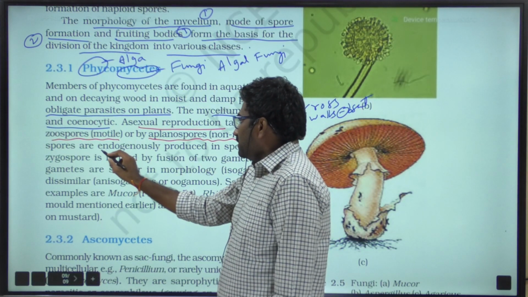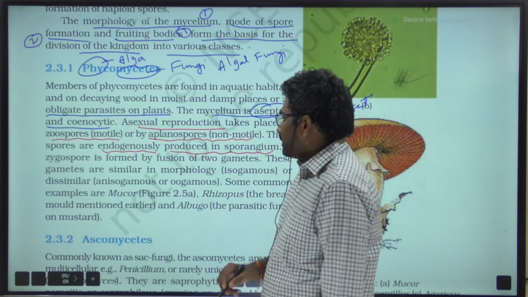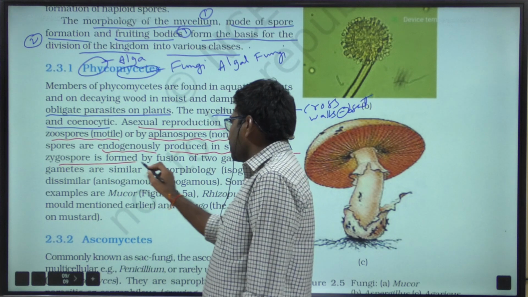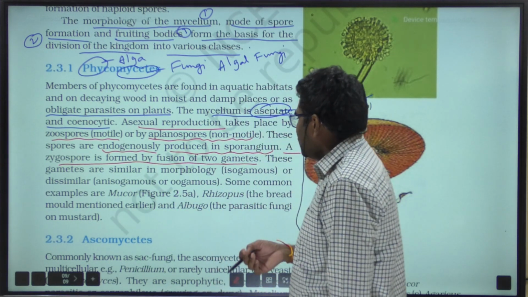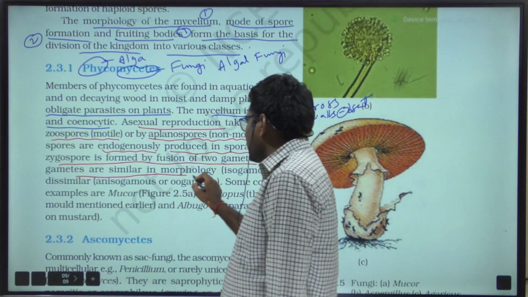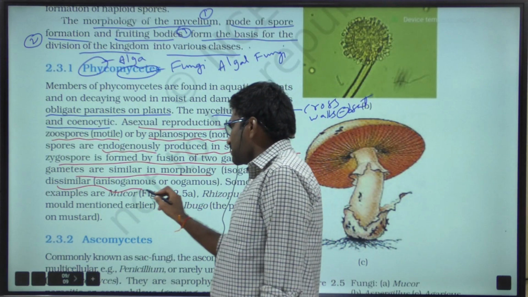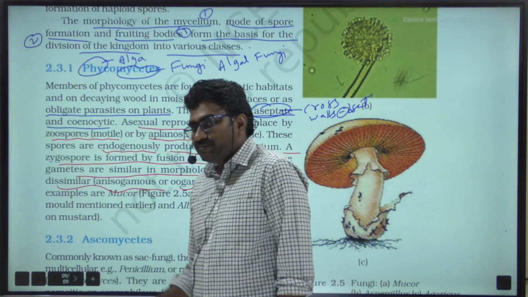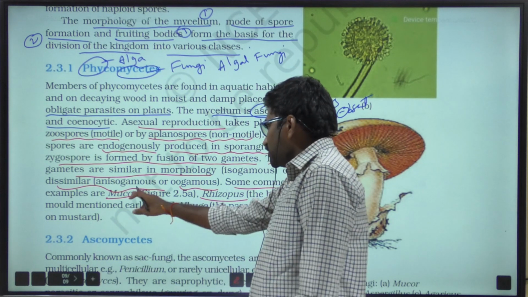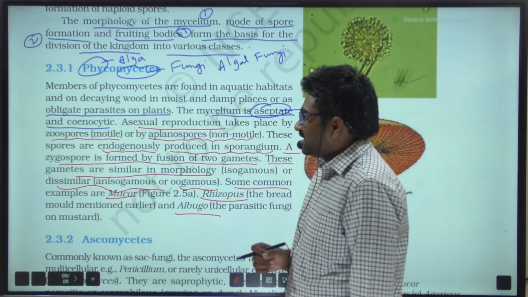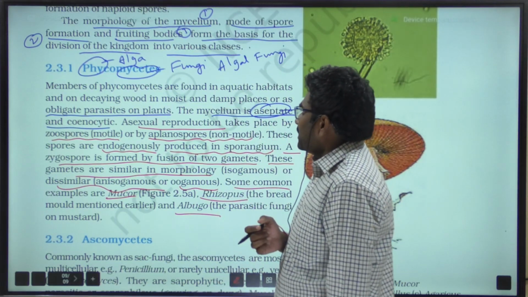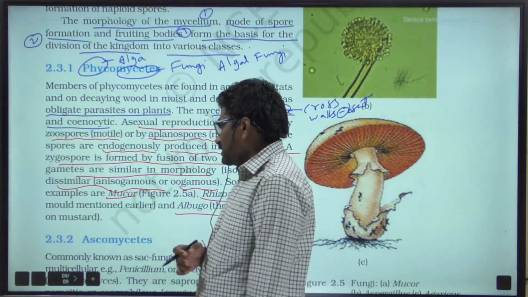These spores are endogenously produced in the sporangium, and a zygospore is formed by fusion of two gametes, that is by sexual reproduction. These gametes are similar in morphology, that is isogamous, or dissimilar, anisogamous or oogamous. Some common examples are Mucor, Rhizopus and Albugo. As a mnemonic, you can easily remember these examples: Albugo, Mucor, Rhizopus are the examples for Phycomycetes.